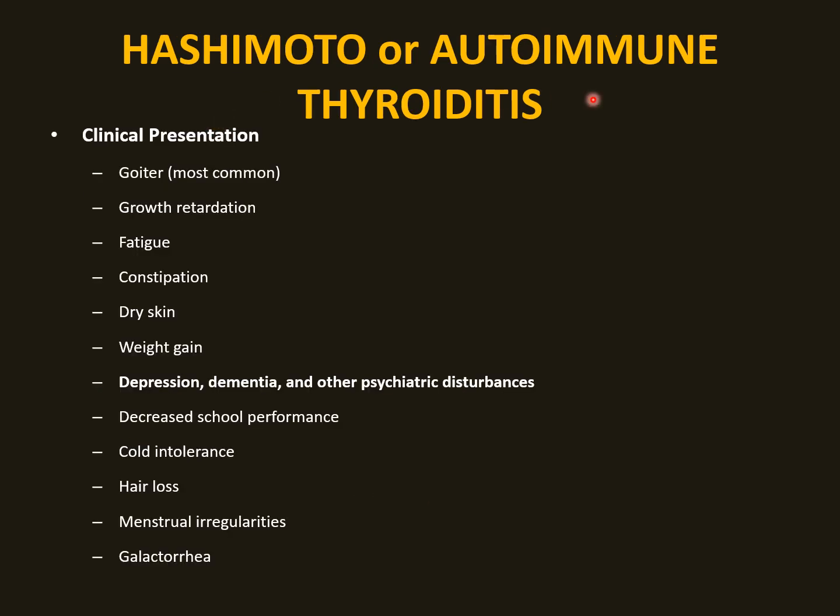Clinical presentation of Hashimoto or autoimmune thyroiditis: goiter or asymptomatic goiter or large thyroid is the most common presentation. If it is associated with hypothyroidism, they may present with growth retardation, fatigue, constipation, dry skin, weight gain, depression, dementia, decreased school performance, cold intolerance, hair loss, menstrual irregularities, or galactorrhea.